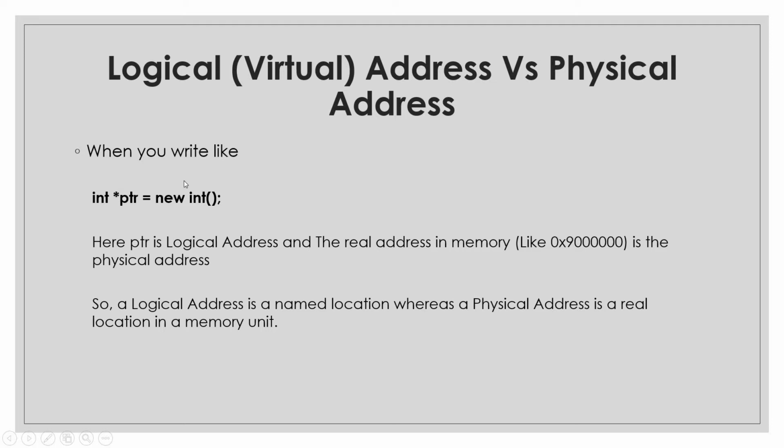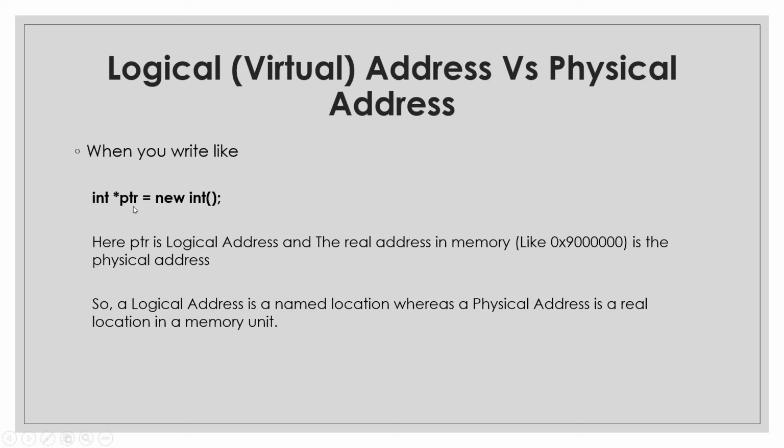You might have written some code like this: int *ptr = new int. We are trying to allocate a memory in heap and the ptr will be pointing to that memory area. This ptr, in simple terms, is known as the logical address, which is generated by the CPU, and the real address in the memory unit, something like this, 0x9000000, is known as the physical address. This is the real address in the memory unit.